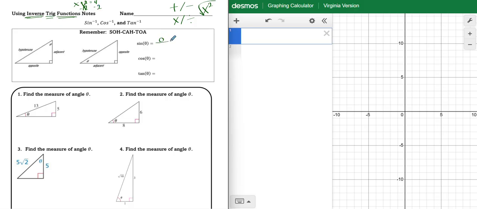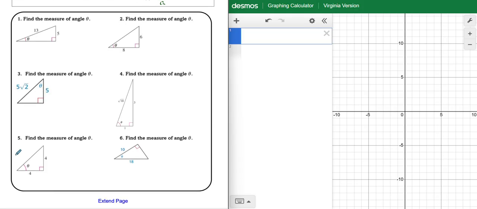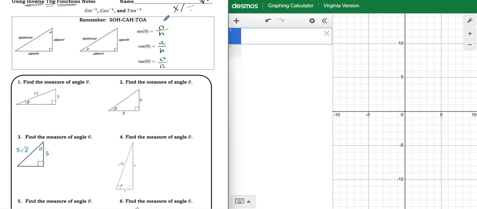Just as a reminder, sine is opposite over hypotenuse, cosine is adjacent over hypotenuse, and tangent is opposite over adjacent. All right, so we're still looking for that same information. What are we given, and what two sides, and what trig function relates those two sides?